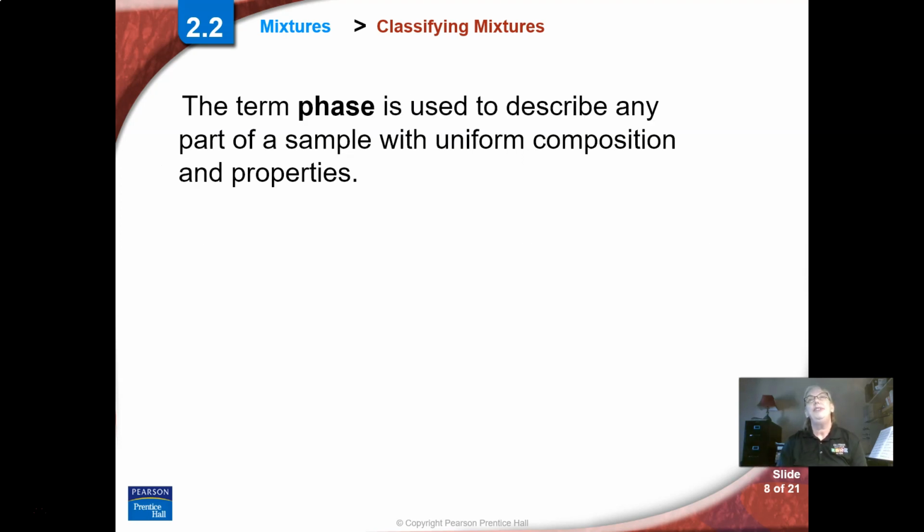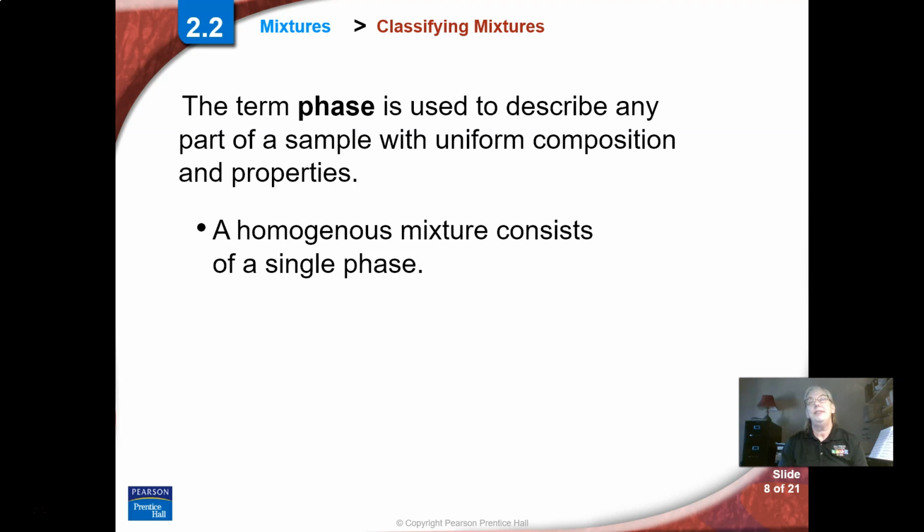If we can see differences in the composition of something, we're going to have something called phases. You already know this in real life. If you put oil with water and you shake it up, but then you let it set for a little while, you're going to see oil floating on top of the water. So you're going to have two phases. You'll have the oil phase and you'll have the water phase.